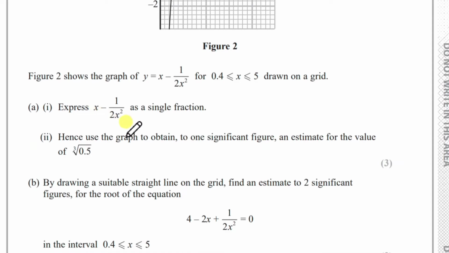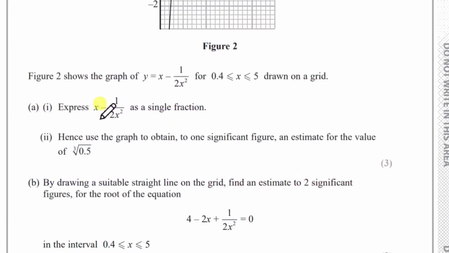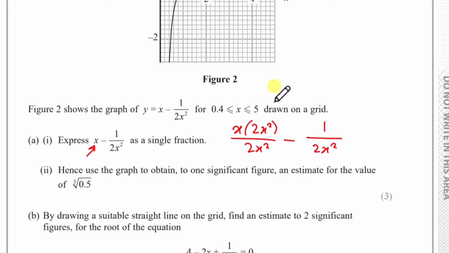When you want to make anything a single fraction, you must always have a common denominator. In this case, we've got 2x squared. So the first one should be over 2x squared, and to do that, you just multiply up and down by 2x squared. So it'll look like this: x times 2x squared over 2x squared, minus, and then just copy the other one, 1 over 2x squared. And x times 2x squared is 2x cubed. So your final answer should be 2x cubed minus 1, all over the common denominator. So that's our part A done.